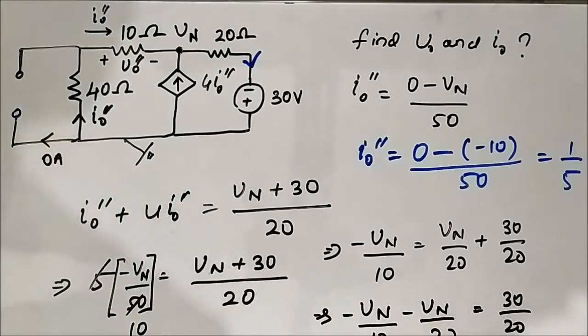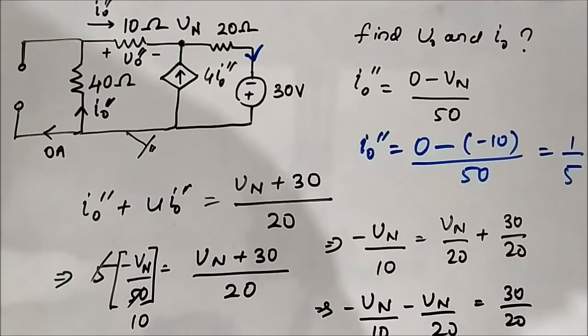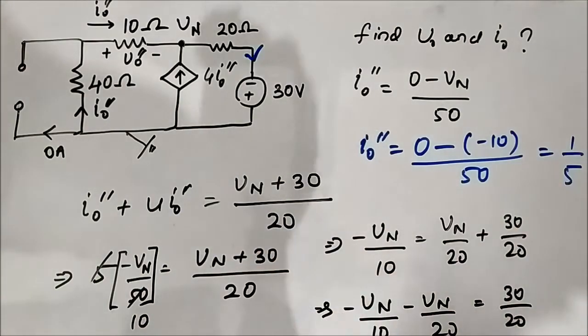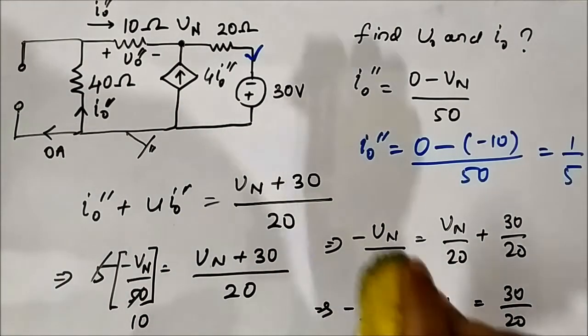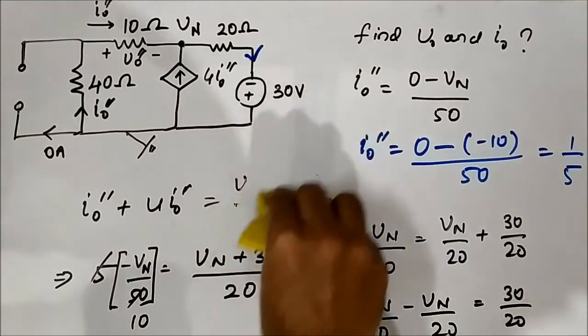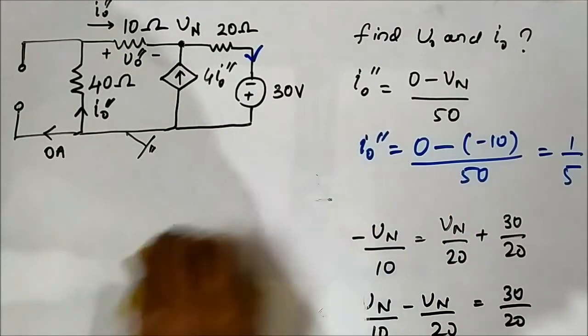Now V0 double dash, let us remove all this. You can rewind at any point where you don't understand, pause the video at that point and practice these things on rough paper side by side as you are watching this video. Only then you can follow it.